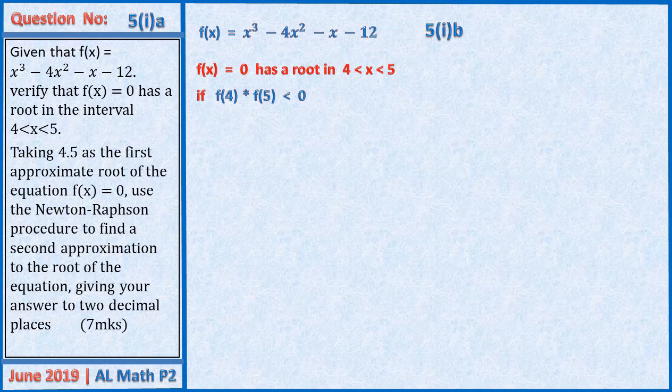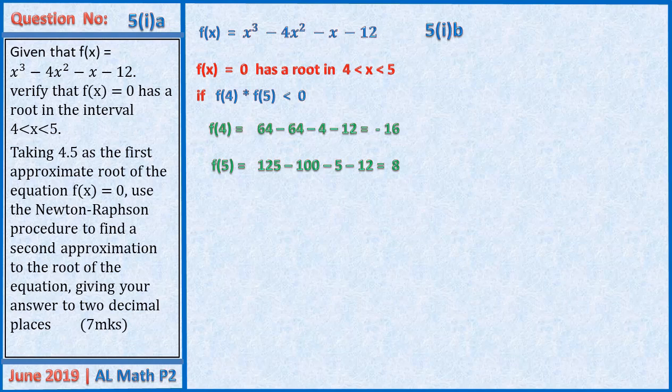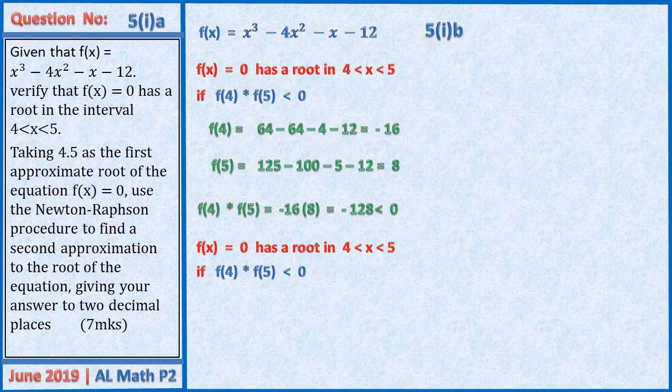So let us look for f of 4. f of 4 gives us minus 16 and f of 5 gives us 8. So f of 4 times f of 5 will be equal to minus 16 times 8, which gives us minus 128, and this number is less than 0. Therefore, there is a root between 4 and 5. That is our conclusion.